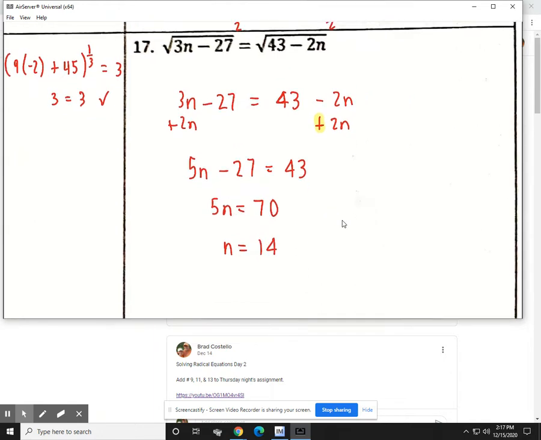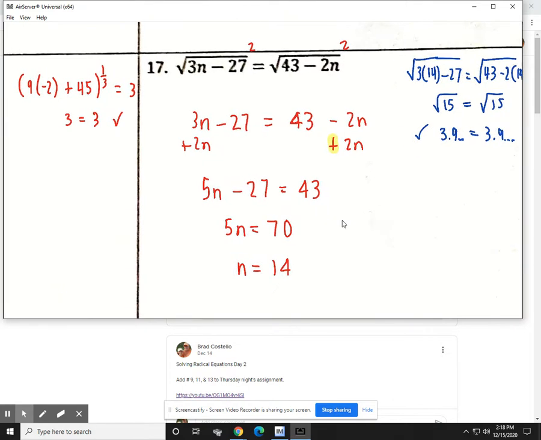If I go back and I plug these in, I'm going to go square root of 3 times 14 minus 27 equals the square root of 43 minus 2 times 14. And what you end up getting here is, 3 times 14 is 42, minus 27 is 15, and then 2 times 14 is 28. 43 minus 28 is also 15. So this is going to be the square root of 15 equals the square root of 15. If you use your calculator, though, you're probably going to get like 3.9-ish equals 3.9-ish. So sure enough, those are equal, so n equals 14.